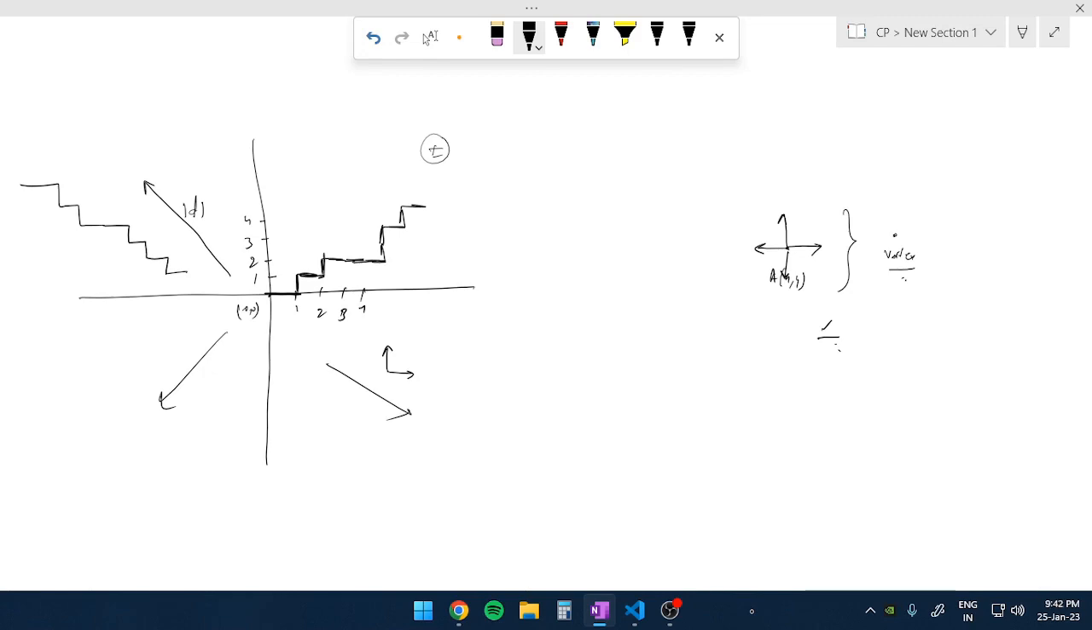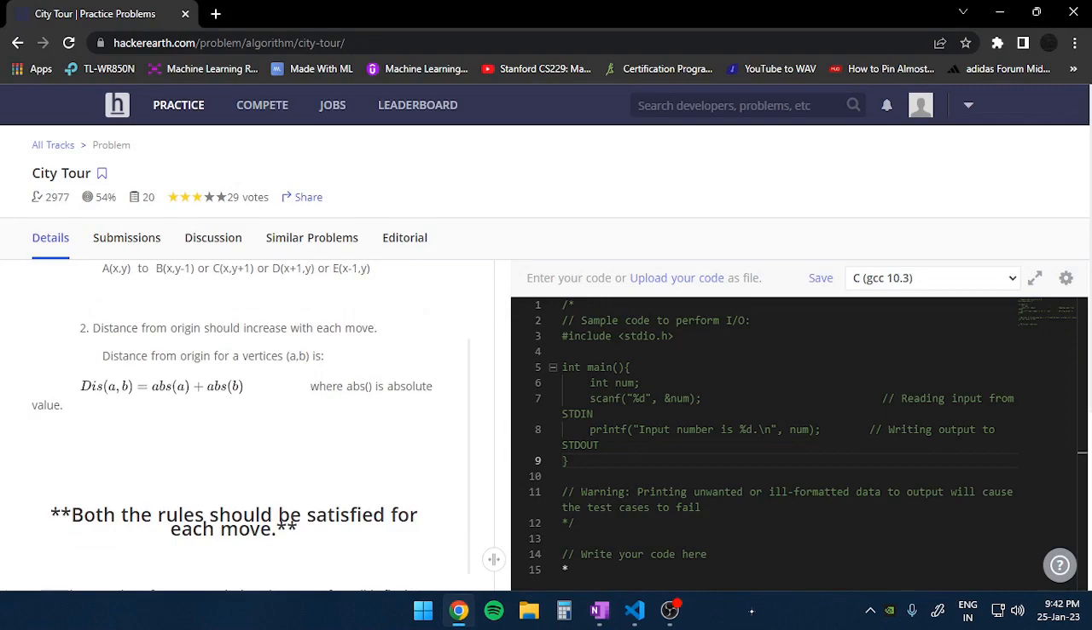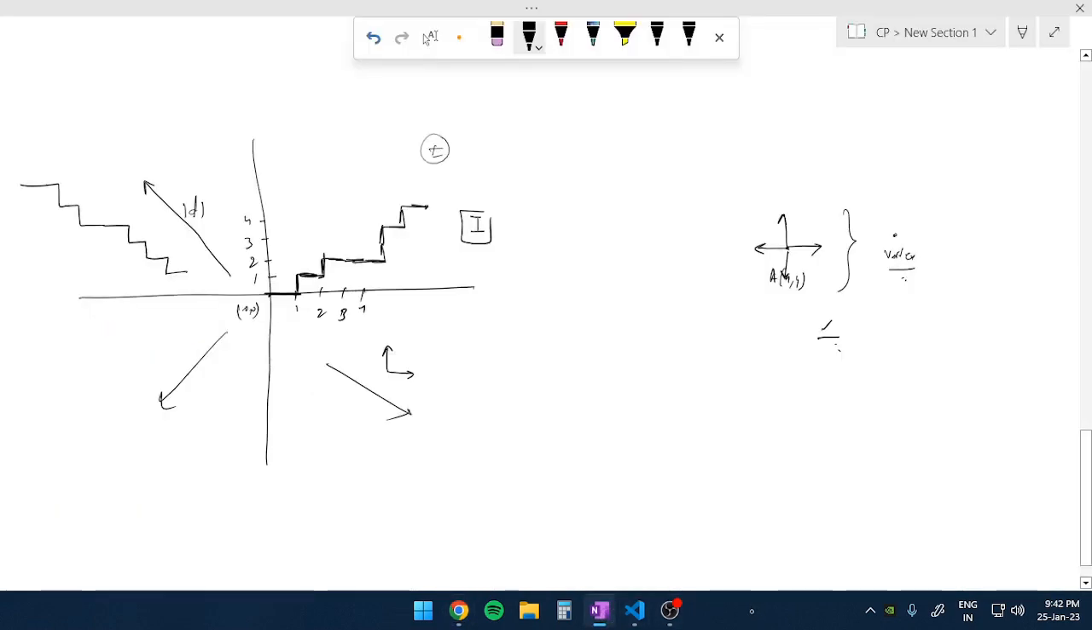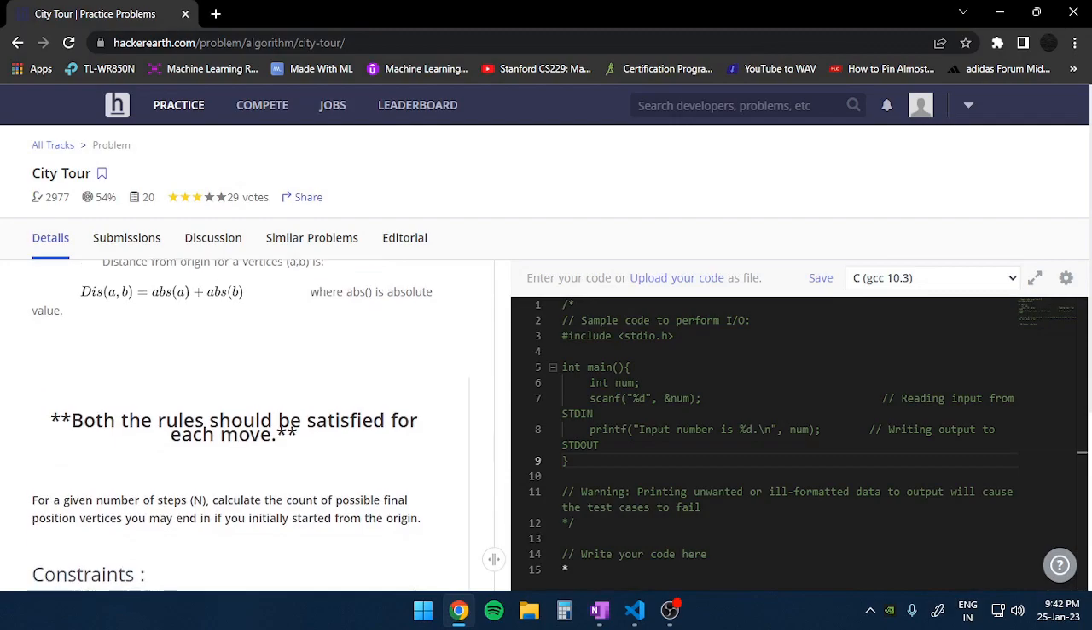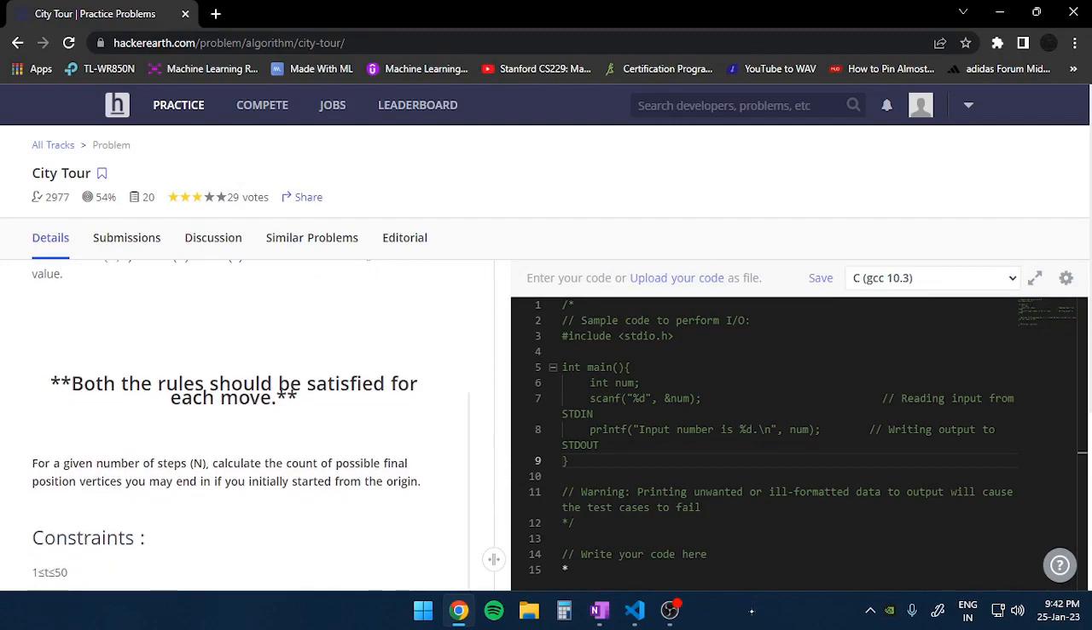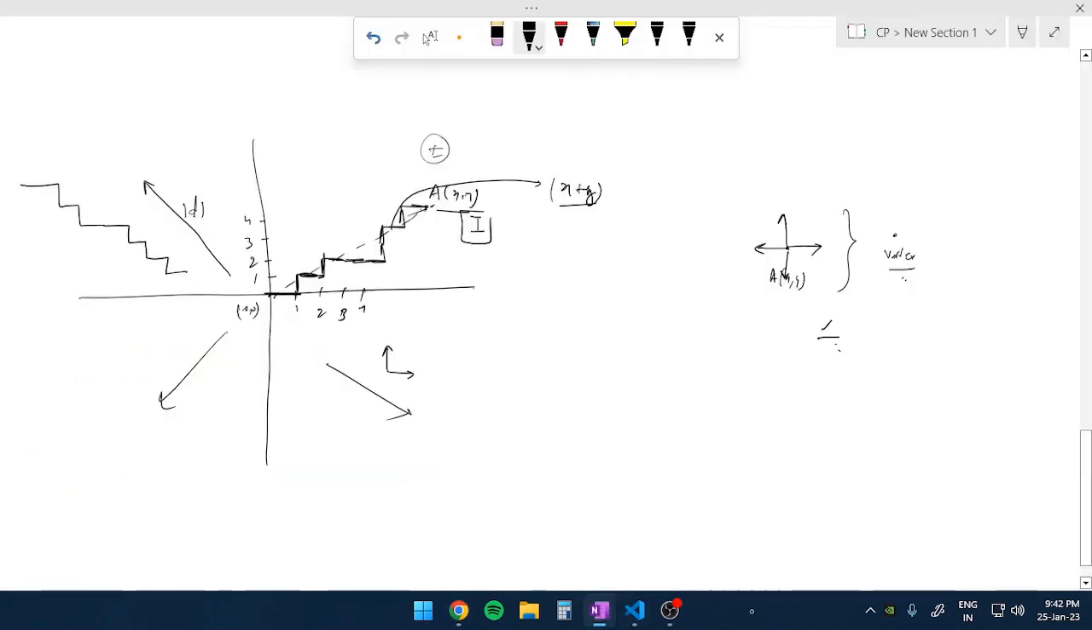Yes. So let's find out what we have to find out. Distance is also specified here: if we are at the point (x, y), then the distance from the origin is x plus y. Okay. Both the rules should be satisfied for each move. That means we always have to move like this.